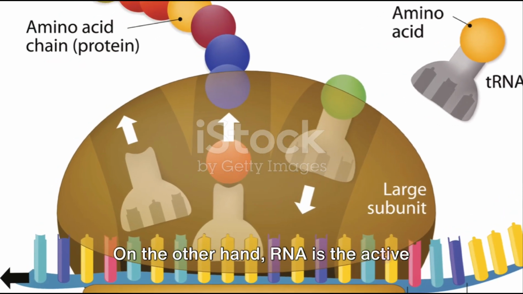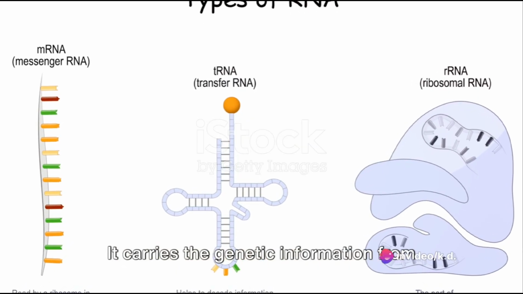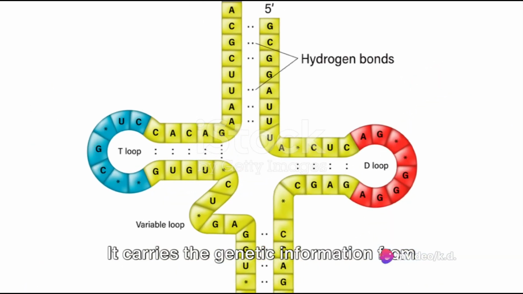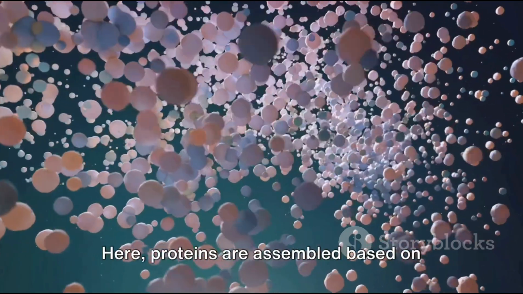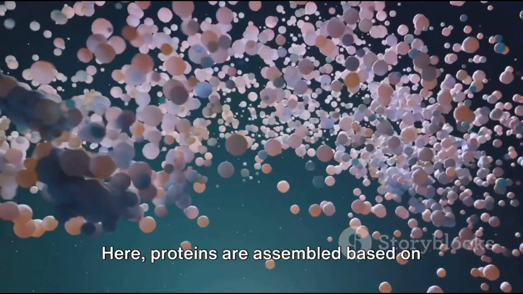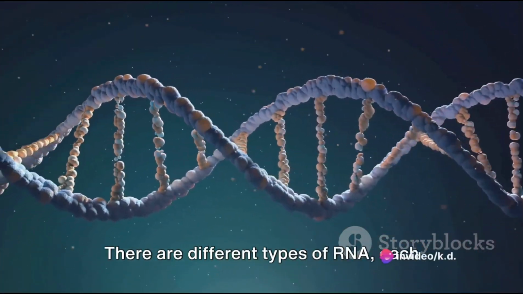On the other hand, RNA is the active participant in the cellular processes. It carries the genetic information from DNA to the protein factories of the cell, the ribosomes. Here, proteins are assembled based on these instructions, a process crucial for the functioning of our bodies.